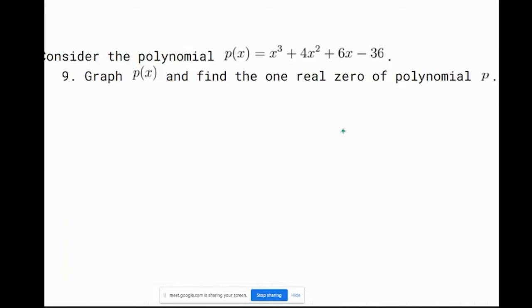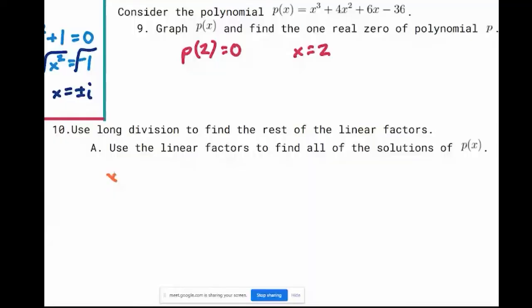So that means that one of the solutions here is 2. So if you find p of 0, it ends up being equal to 2. So x equals 0 is the one real zero for this. Okay, so that's that first part, number 9. This next part, it says use long division to find the rest of the linear factors. Okay, so we know one of the linear factors, based on the fact that that solution is 2, one of the linear factors is going to be x minus 2.